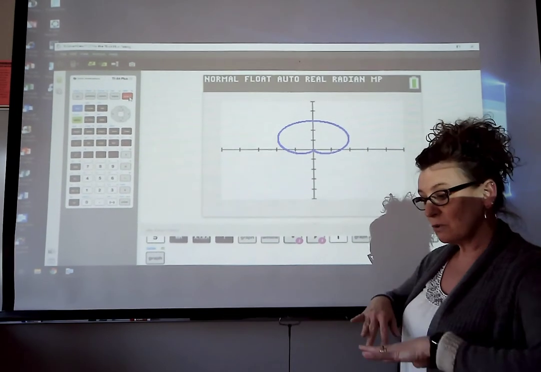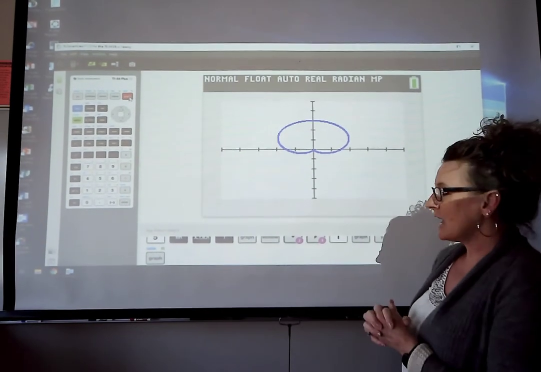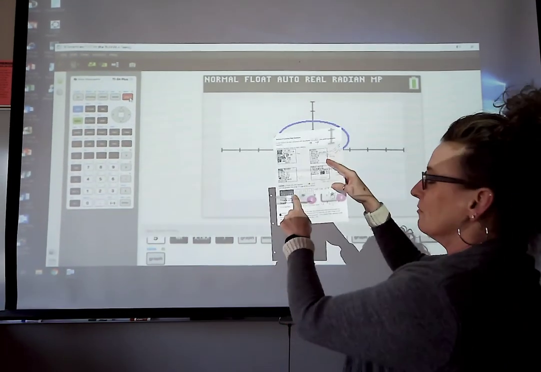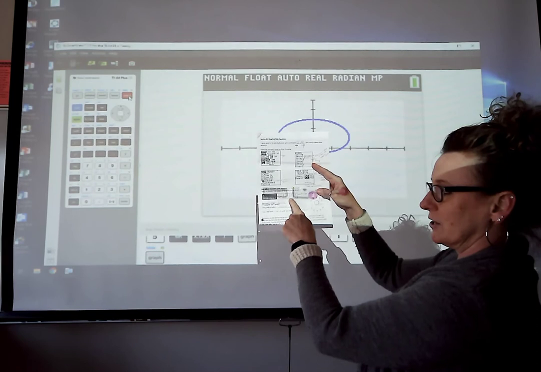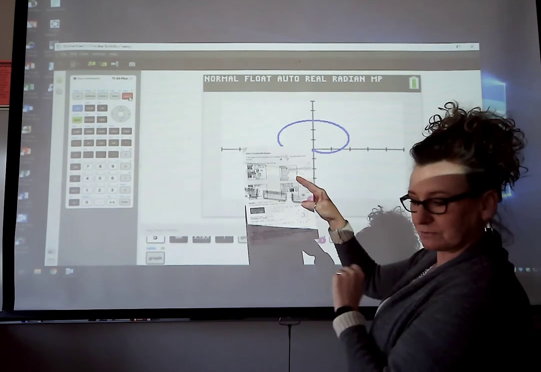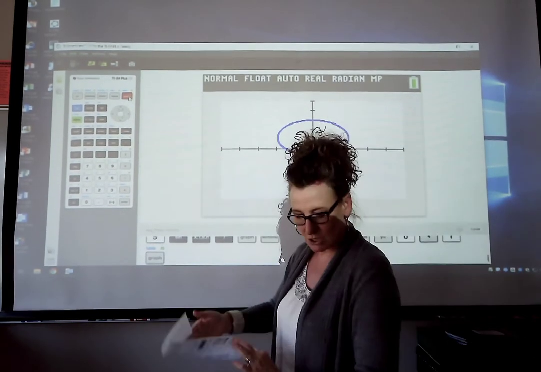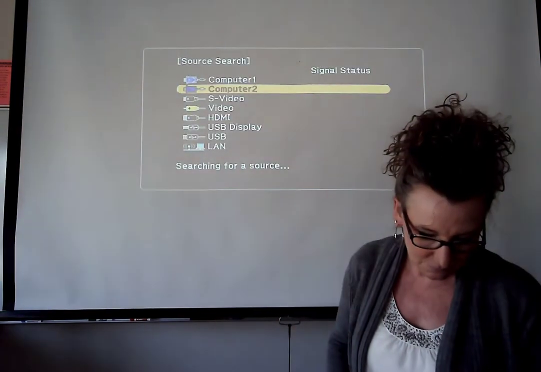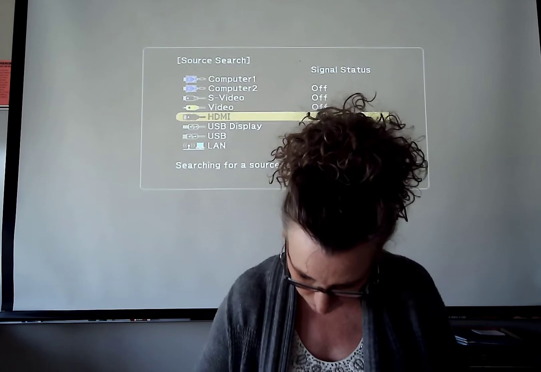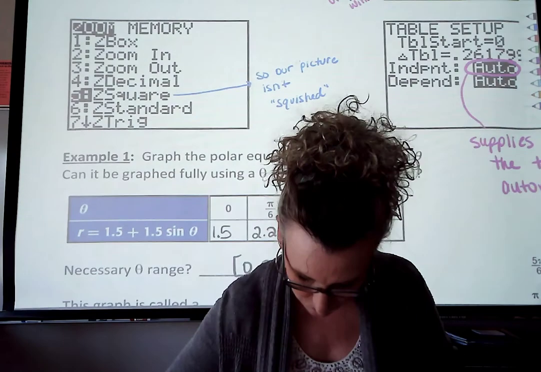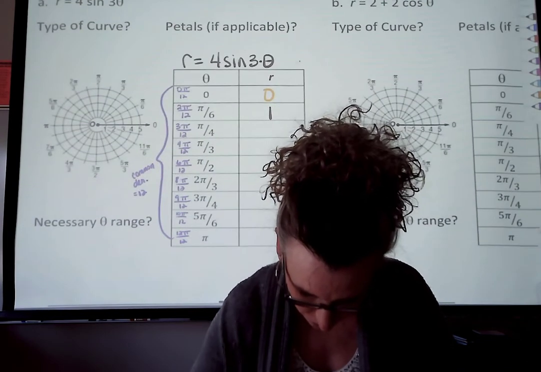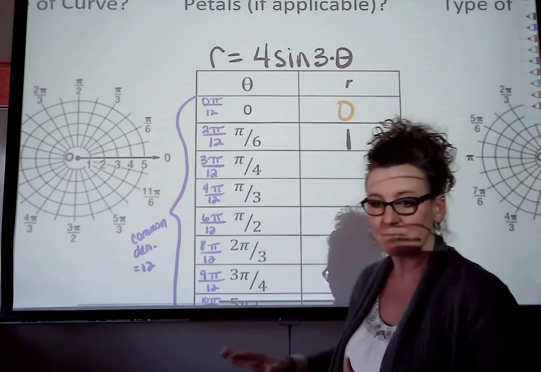All right, so I've shown you how to graph it. Now, in your notes, what we need to do is we need to fill out this table of values right here. So, I'm just going to show you something here real quick. Stay where you are in the notes. I'm going to show you something.